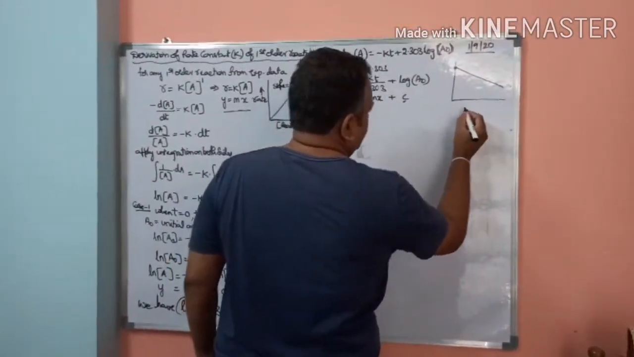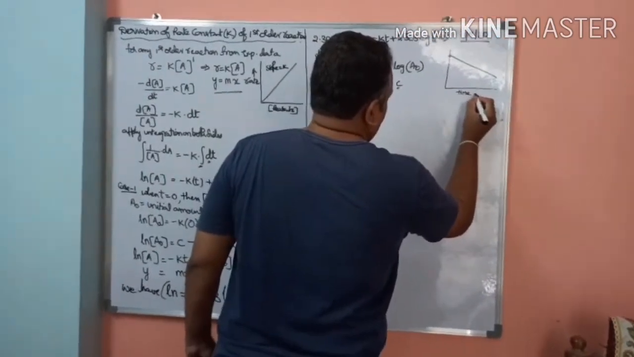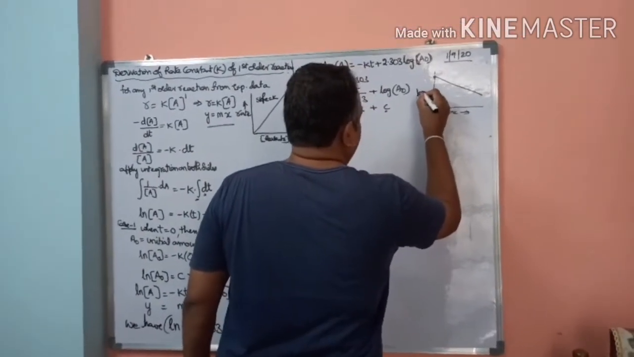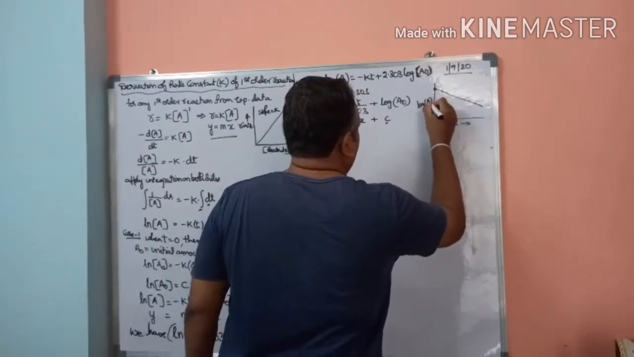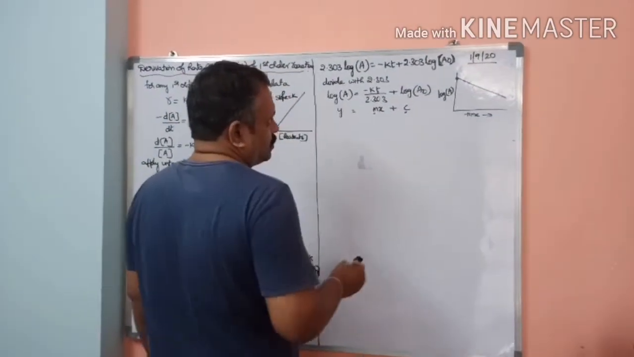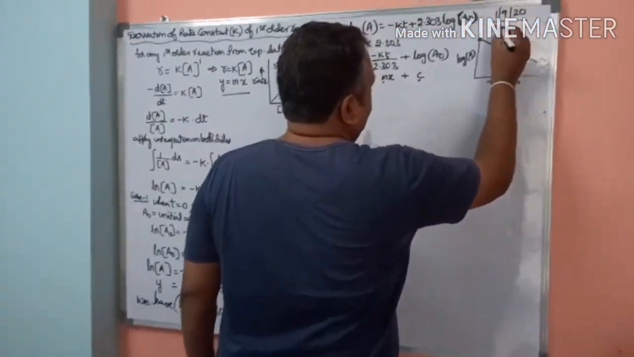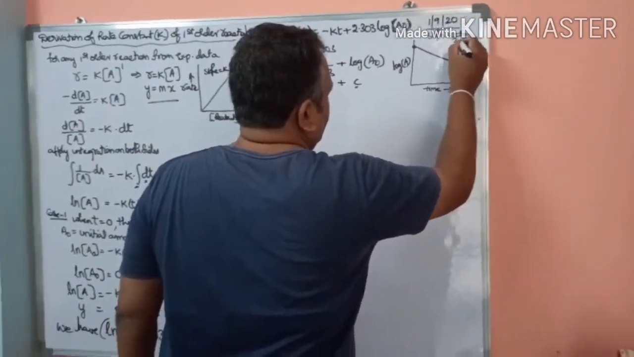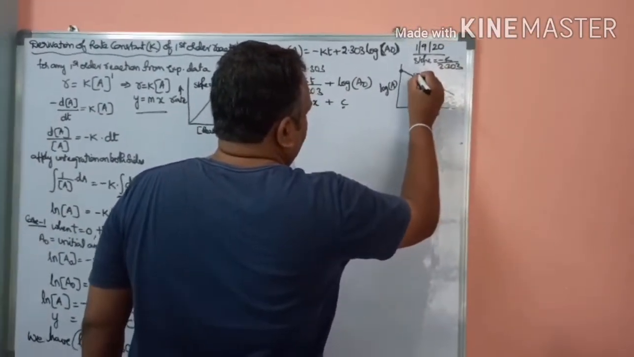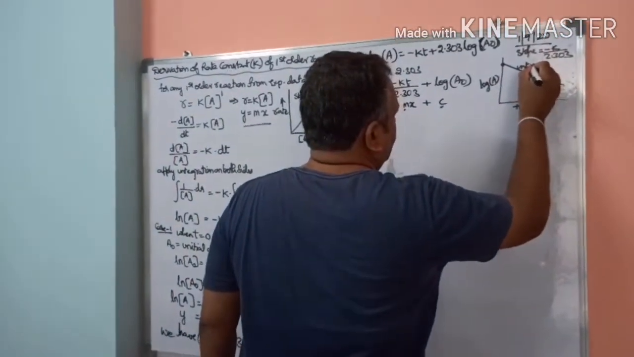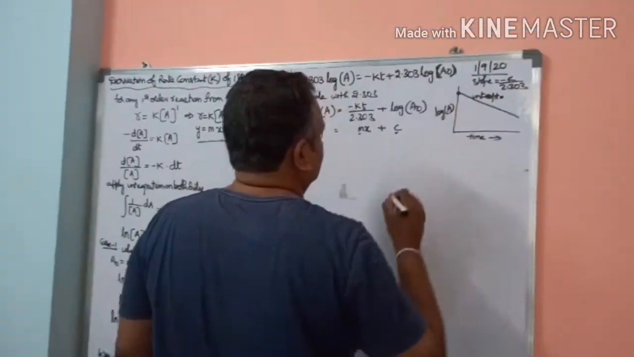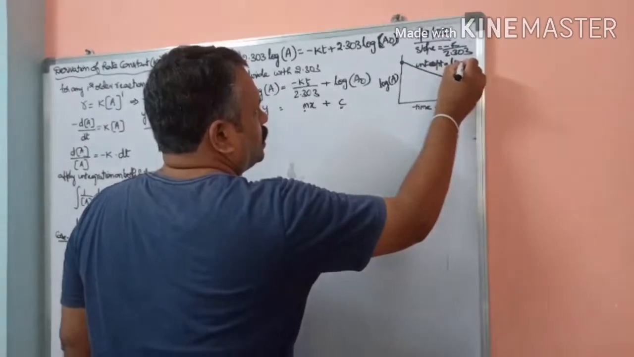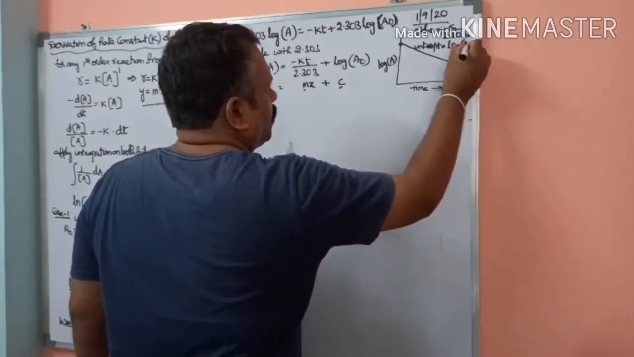The x term is again the time itself, but the y term is now represented in terms of log of concentration of A. So what is the slope value now equal to? Slope value will be minus k by 2.303. And what is the intercept equal to? The intercept is now log of A naught.